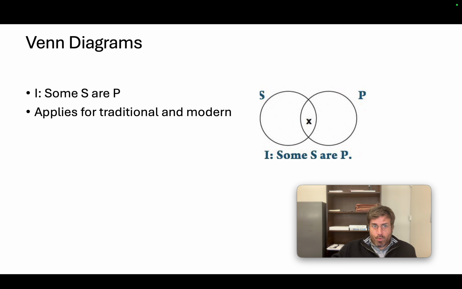The existential import question really is just a question about universals, and we're dealing with particulars here. So this is identical to the modern interpretation. Some S are P is symbolically notated on the Venn diagram in region 2.